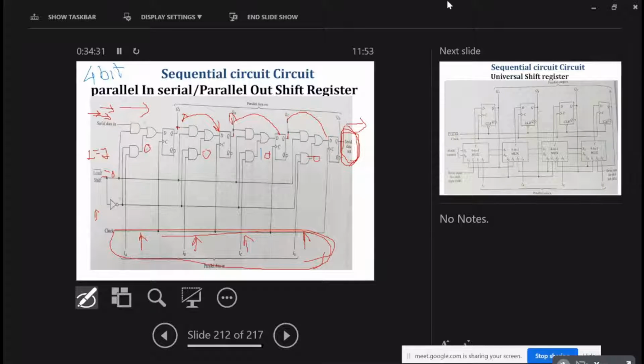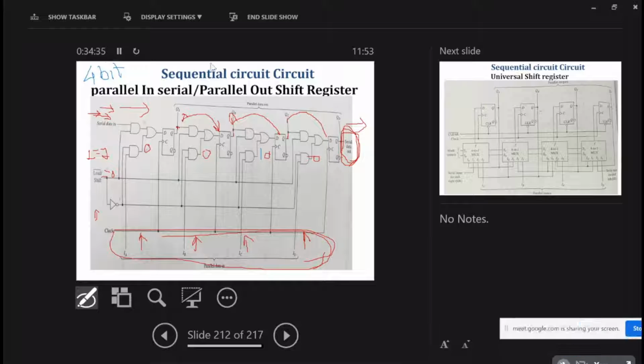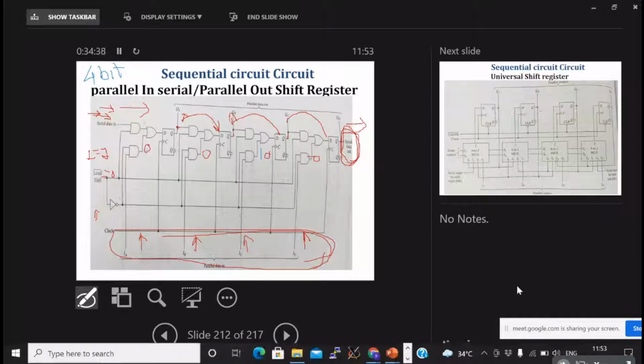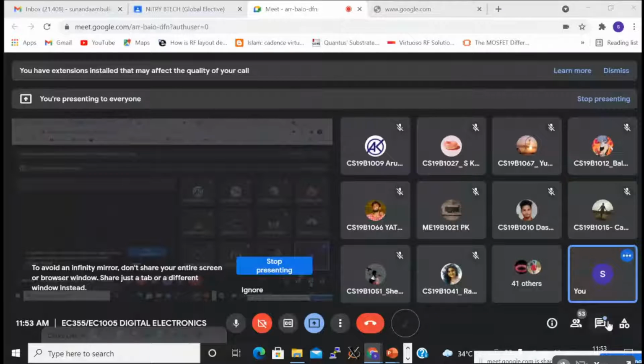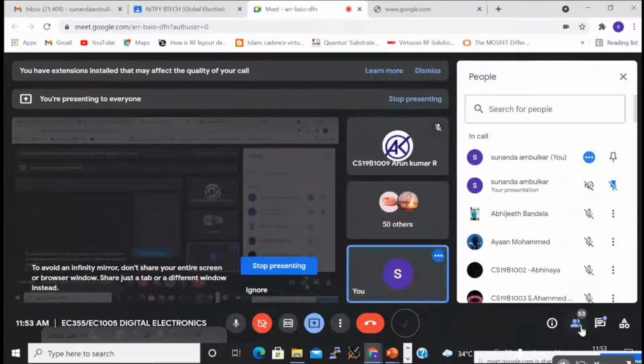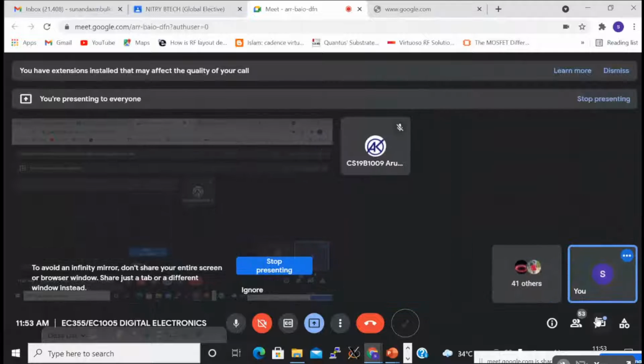Any doubt from these three types of shift register? No? No doubt?